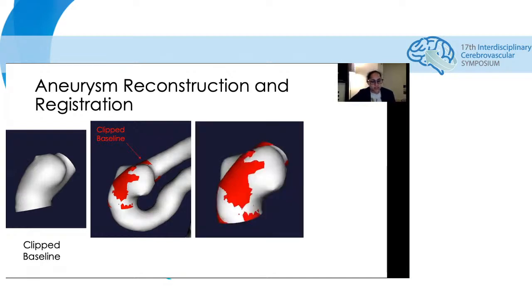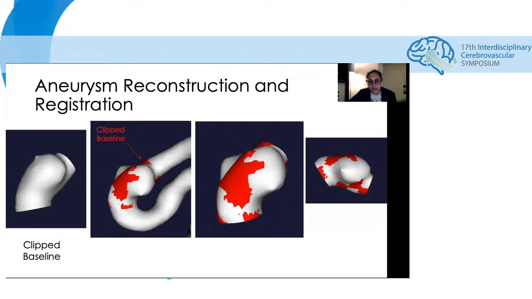So there's the overlaid reconstructions with the baseline in red and the follow-up in white. You can see that changes in the aneurysm shape itself are still detected here because we clipped the aneurysm parent vessel and not the aneurysm neck. And there's another orientation of the same aneurysm itself.